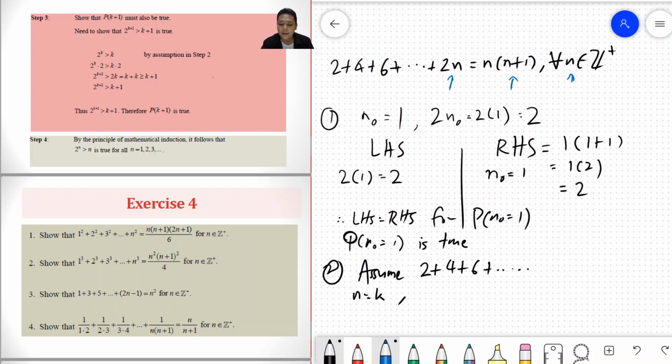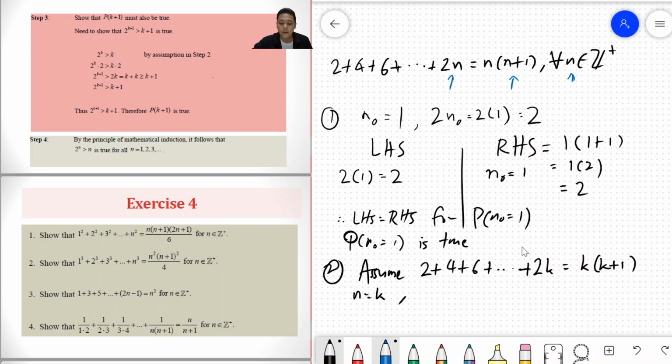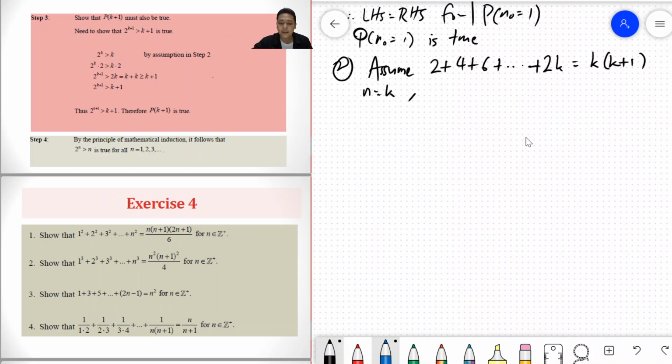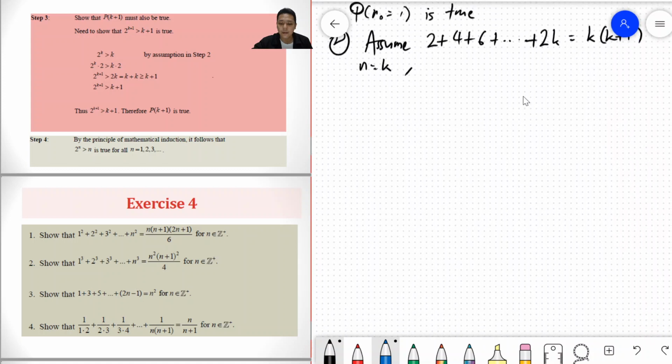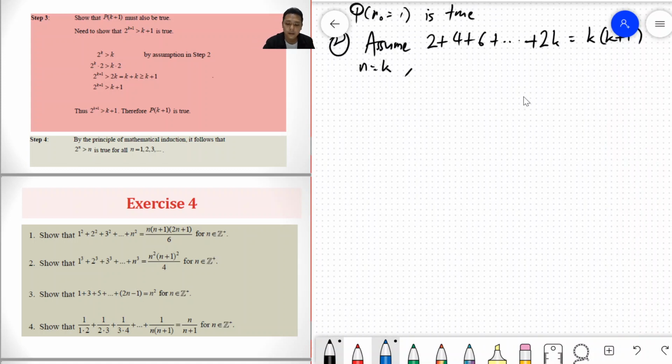Plus 4 plus 6 up until plus 2k will be k plus 1. That's all. We proceed with step 3. We need to prove that n equals k plus 1 is true.